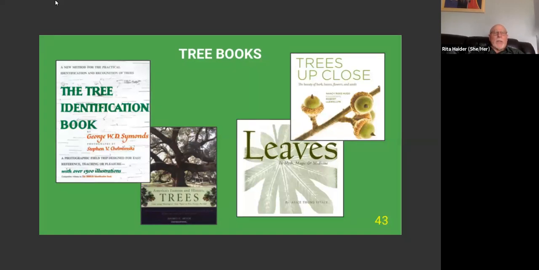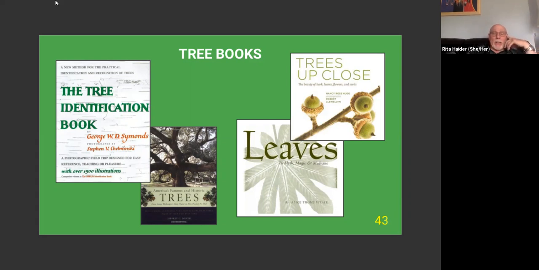Just another few. The Tree Identification book by George Simmons. I've seen that in a lot of bookstores. Large format, not very portable. Black and white photographs, a little bit low contrast to me. They look to me like they were taken quite a few years ago, etc. But it's just arranged in a way that I found very easy to identify your tree based on flowers, fruits, leaves, whatever you have. Very quick and easy to identify your tree. It's a real good one to have.